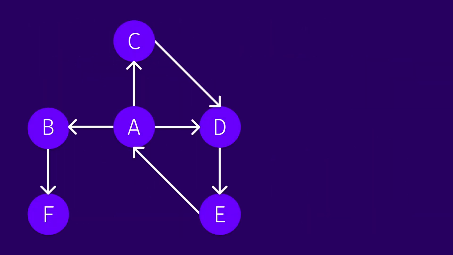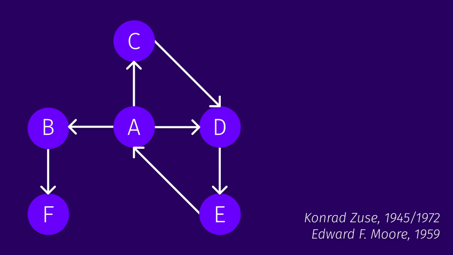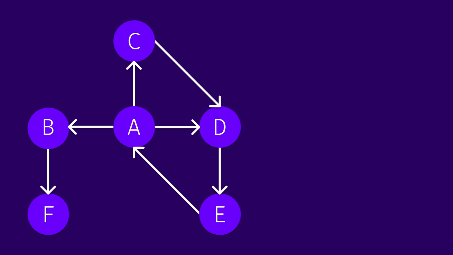The algorithm we will be talking about today was invented by Konrad Zuse in 1945 and first published in 1972. But because it was published so late, Edward F. Moore also reinvented it in 1959. We start with this example graph. Let's see how the algorithm works.